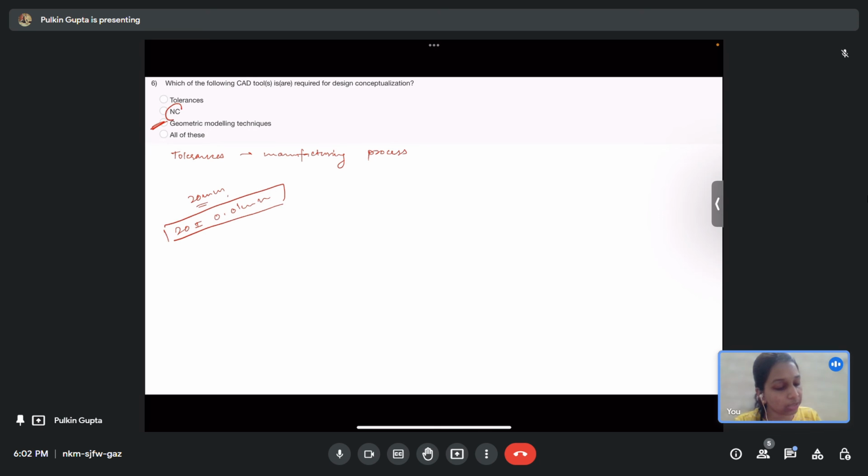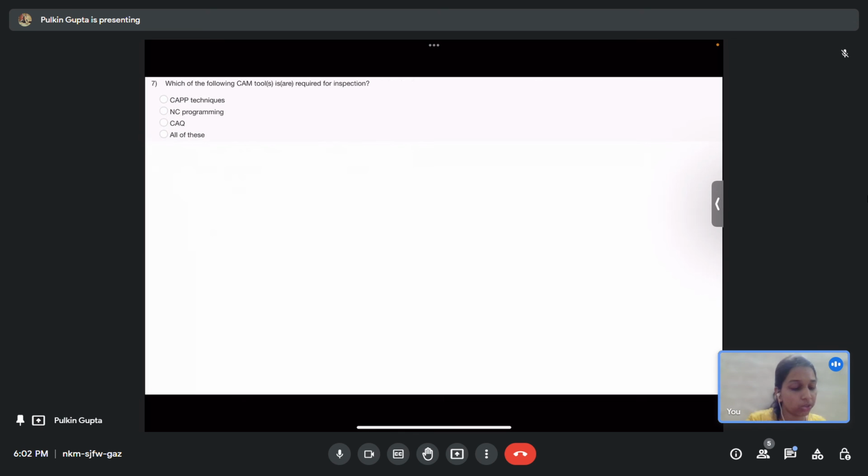And NC stands for numeric control, which is the controlling system of a manufacturing machine. So the correct answer is geometric modeling techniques, which is basically how you can model your designs.